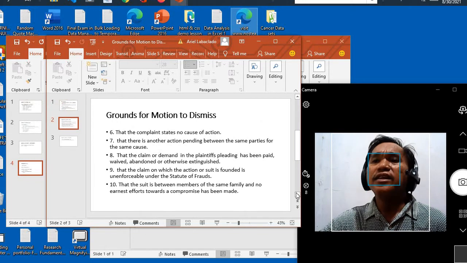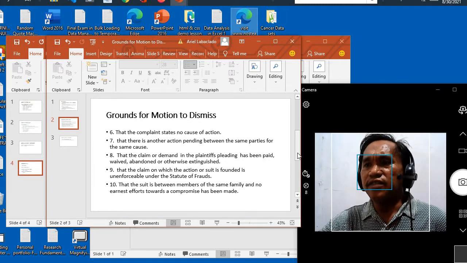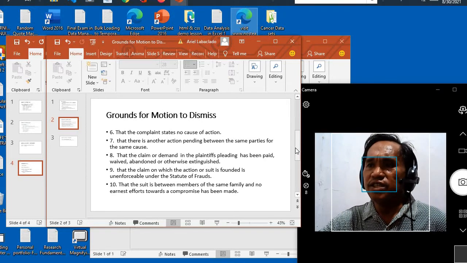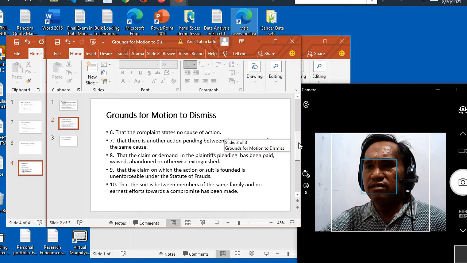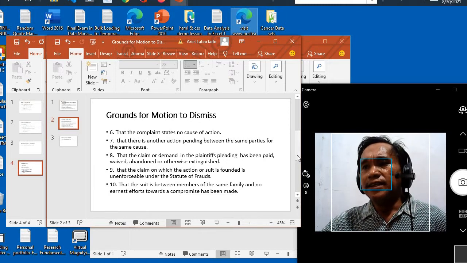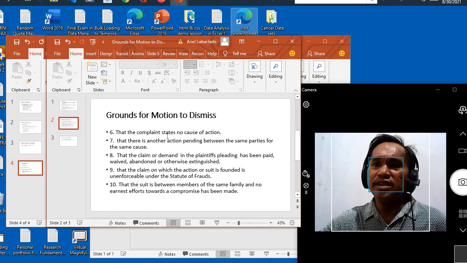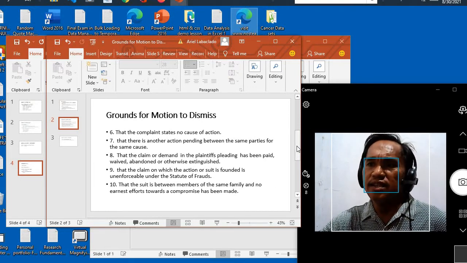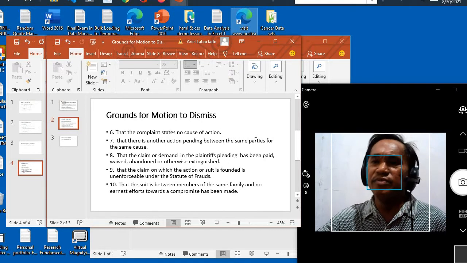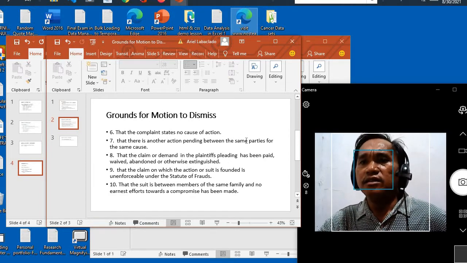Then another, that the complaint states no cause of action. So this is a defect of the complaint. If there is no cause of action, there is no need for litigation. In other words, the complaint is moot and academic. If there is no cause of action, what is to be litigated? So the lawyer can move for dismissal.